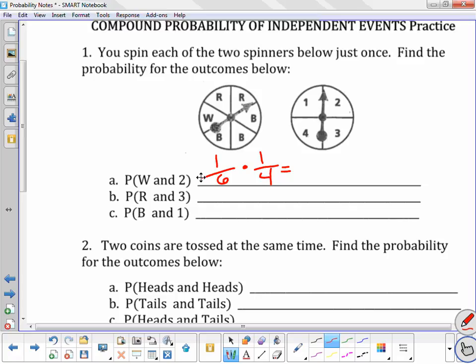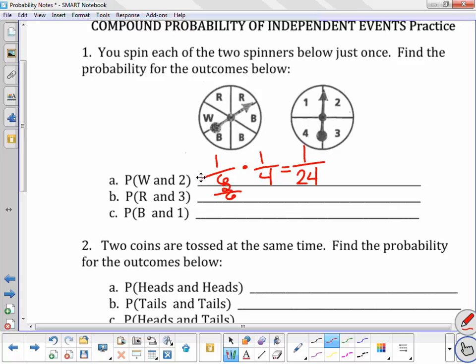My rules for multiplying fractions are numerator times numerator, which is 1 times 1. 1. 6 times 4 is 24. So your probability of those 2 things occurring is you have a 1 out of 24 chance of that happening. Letter B, probability of R and 3. Well, there's still 6 outcomes on the spinner, but now there are 2 R's.